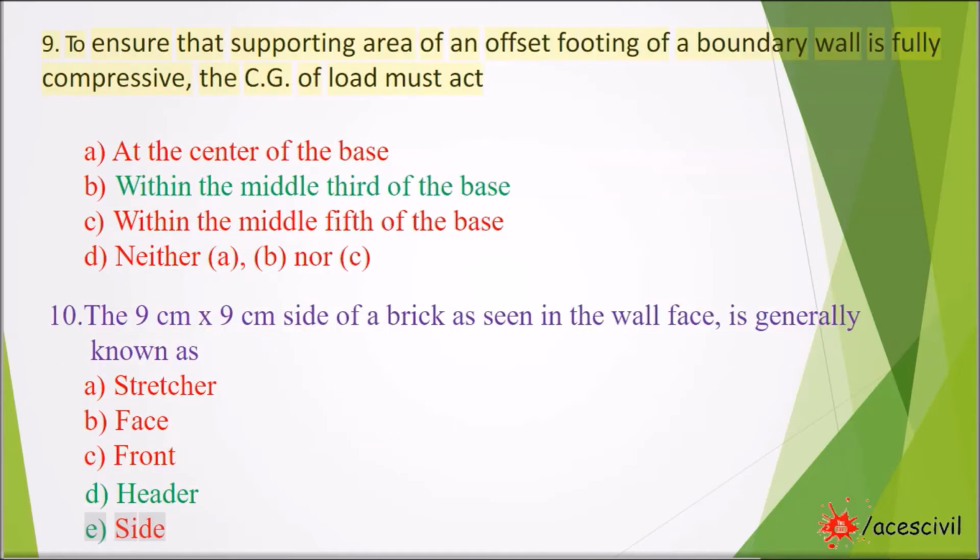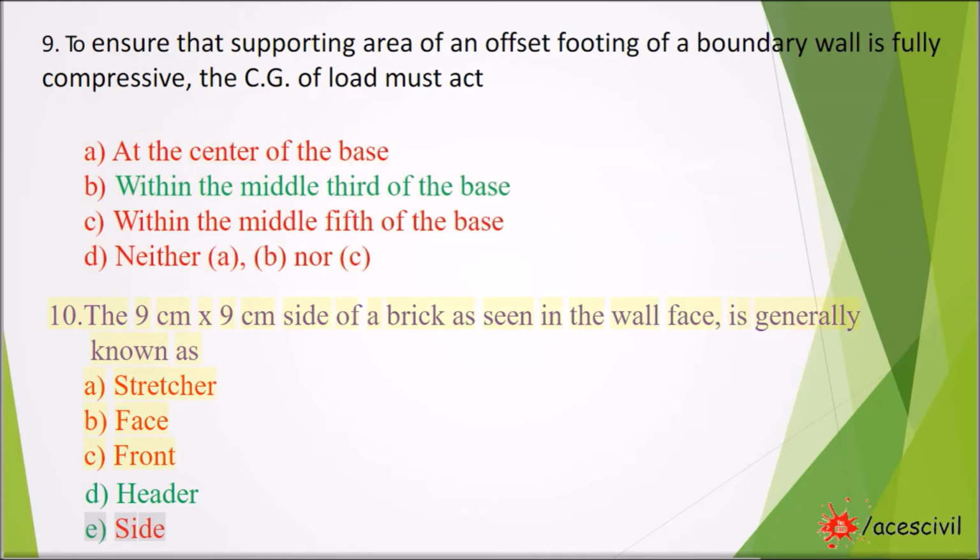9. If the supporting area of an offset footing of a boundary wall is fully compressive, the c.g. of load must act: a. At the center of the base. b. Within the middle third of the base. c. Within the middle fifth of the base. d. Neither a, b nor c.